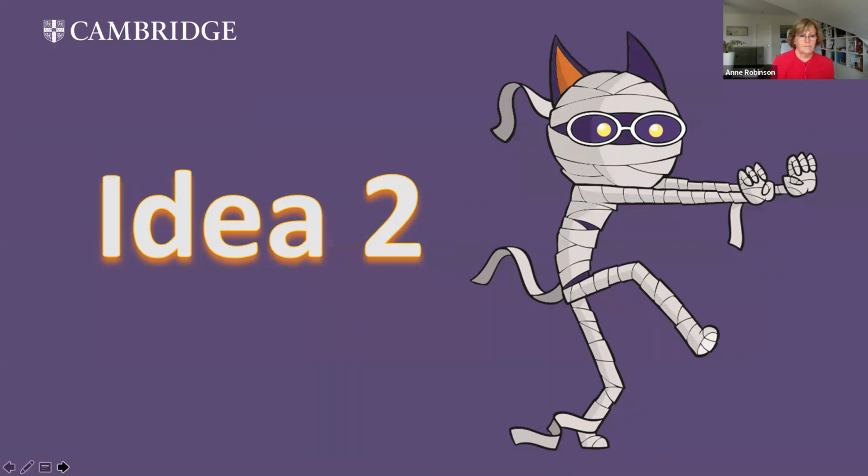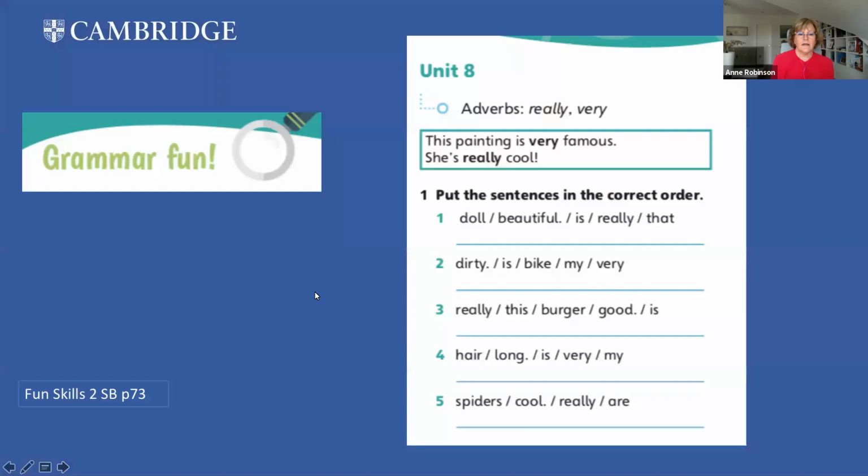Okay, so another activity, my idea two for today's webinar. In the back of each of the Fun Skills books, there is a section, quite a few pages, called Grammar Fun. So this is Grammar Fun, Fun Skills 2, and we've got Grammar Fun at the back. Some of these activities are pair work, and some of them are exercises like this.